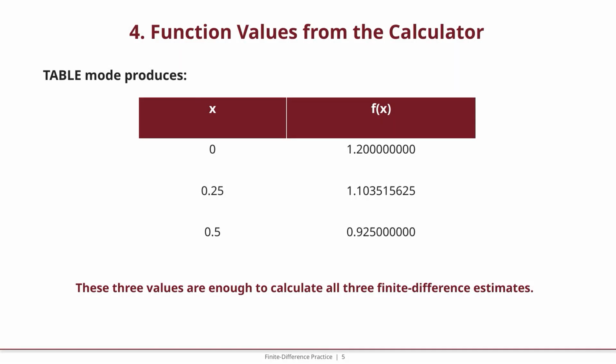As we saw in the demonstration, the table mode produces these results. At x equals 0, the function value is 1.2. At x equals 0.25, it is 1.1035155625. At x equals 0.5, it is 0.925. These three values are all we need to calculate our estimates.